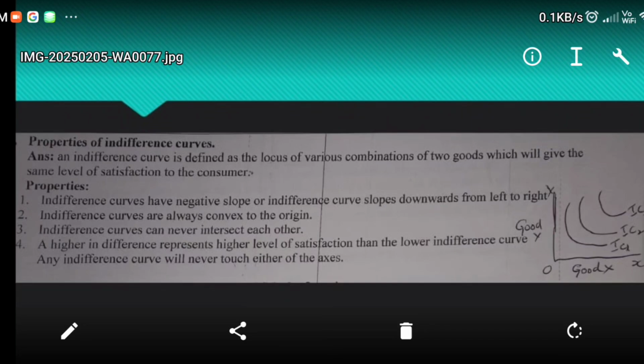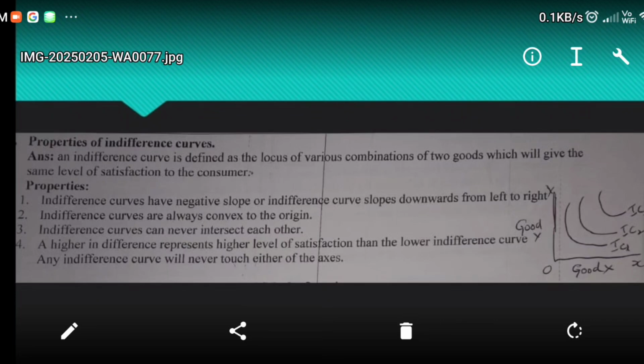Next important concept is the properties of indifference curve. An indifference curve is defined as a locus of various combinations of two goods which will give the same level of satisfaction to the consumer. So what are the properties? Indifference curves have a negative slope, or slope downwards from left to right. Indifference curves are always convex to the origin. Indifference curves can never intersect each other. A higher indifference curve represents a higher level of satisfaction than a lower indifference curve. Any indifference curve will never touch any axis.